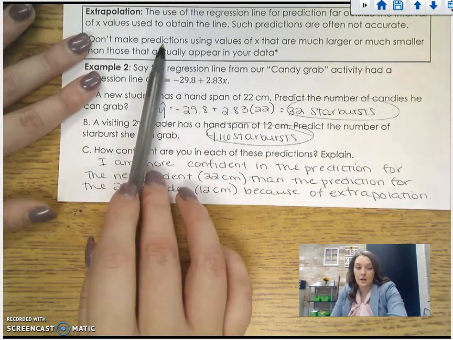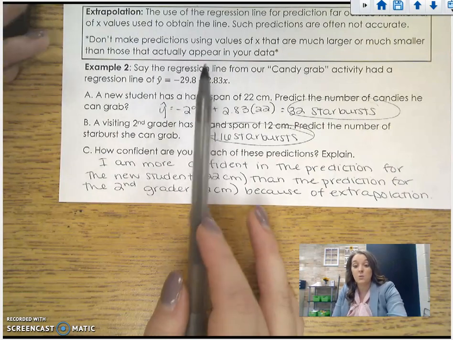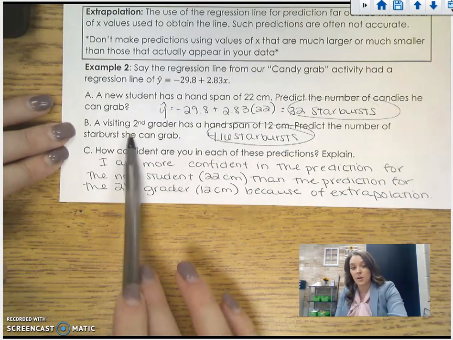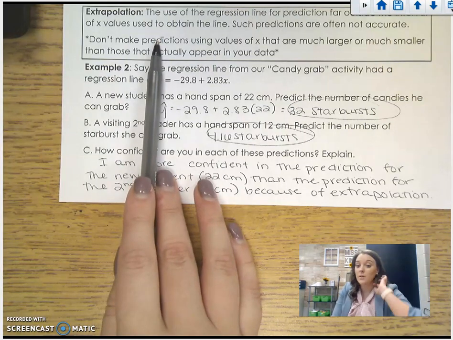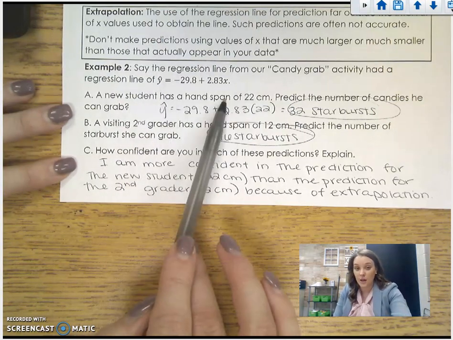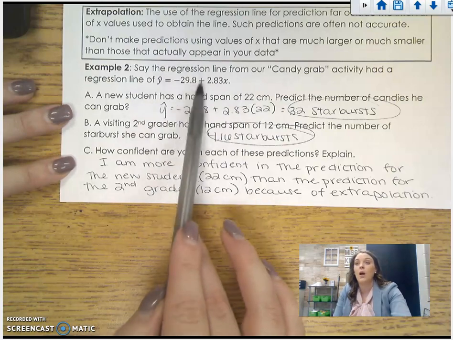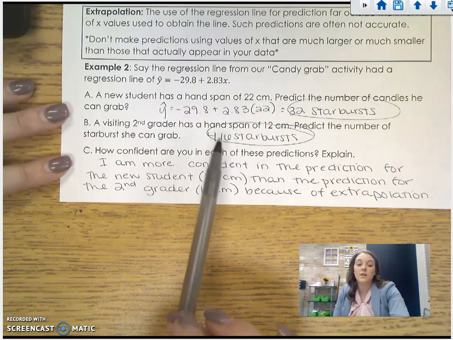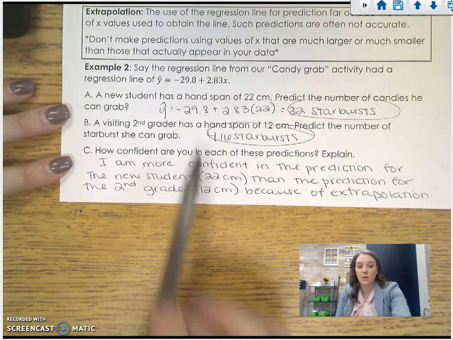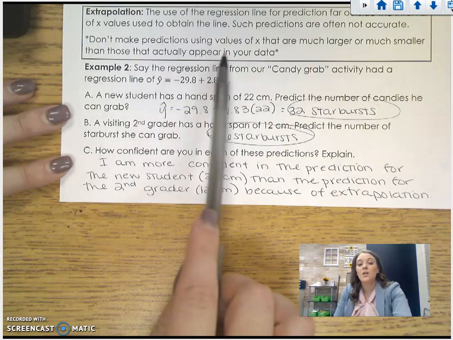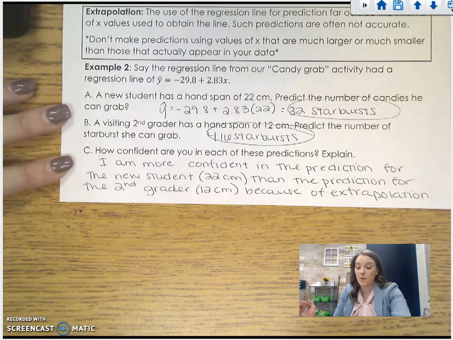Our data, or our sample, was high school students, and then you bring in a second grader, and that second grader doesn't really fit in with our sample. So our prediction based on the regression line was given that we were all high school students. We all had very similar hand spans. Using the hand span of a second grader would be extrapolation because that small x value didn't appear in our data.